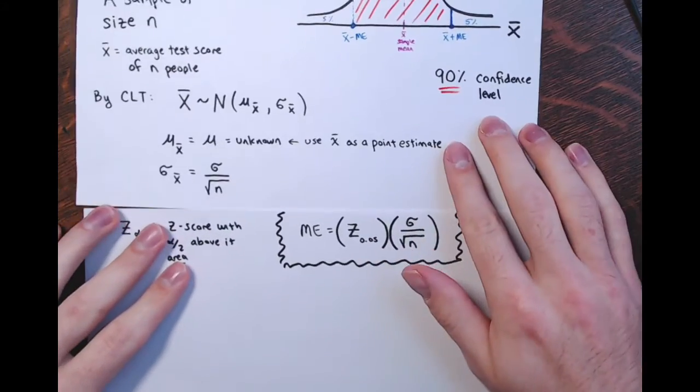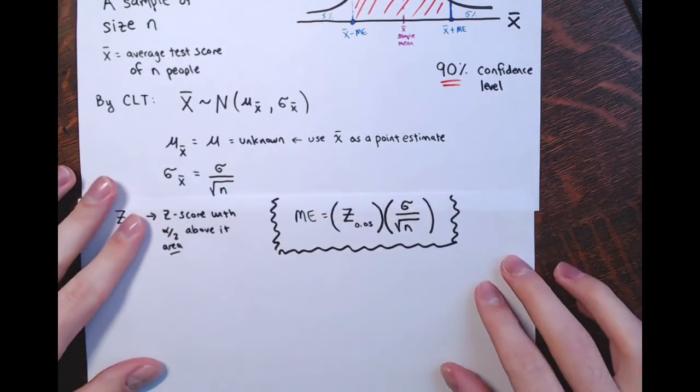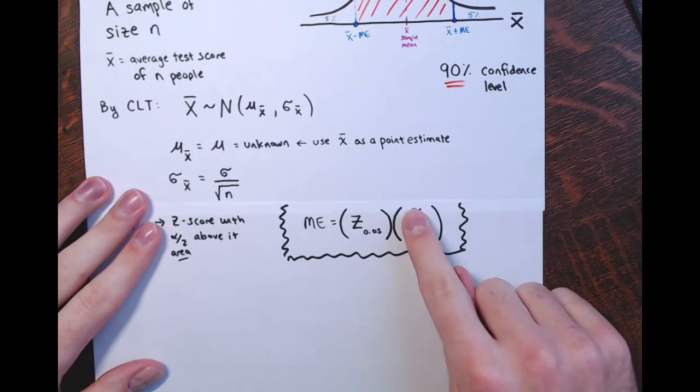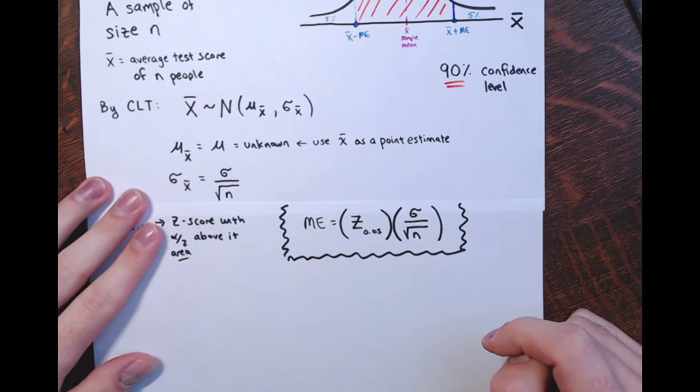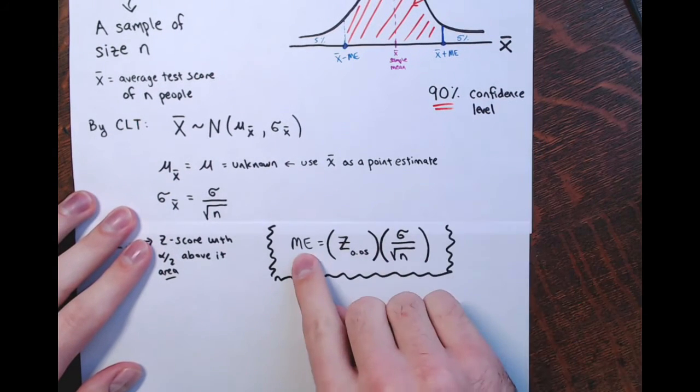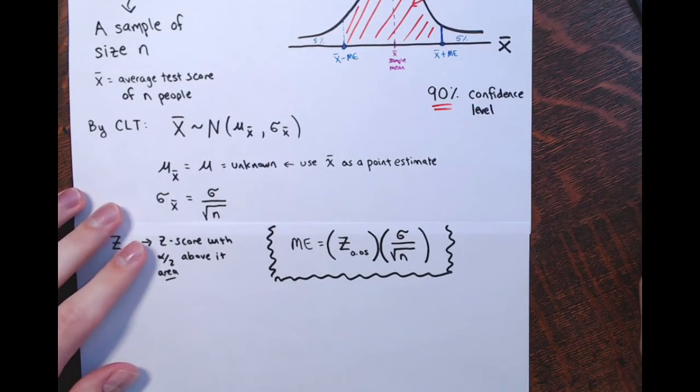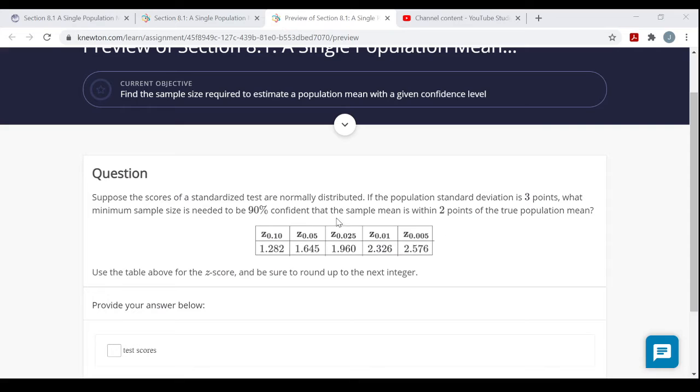Now, in this particular problem, we know all these values except n. Going back to the problem on the website, we're asked to have a margin of error of 2 points. We want to create a confidence interval such that the sample mean is within 2 points of the true population mean. Within 2 points, remember, is like give or take. That's the margin of error here.